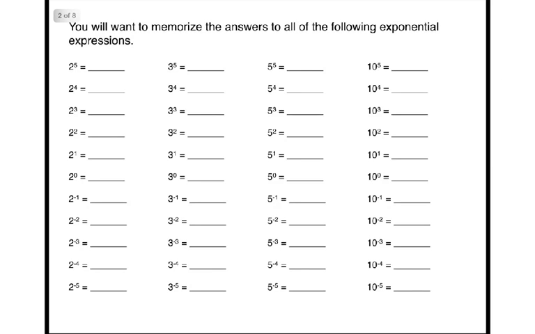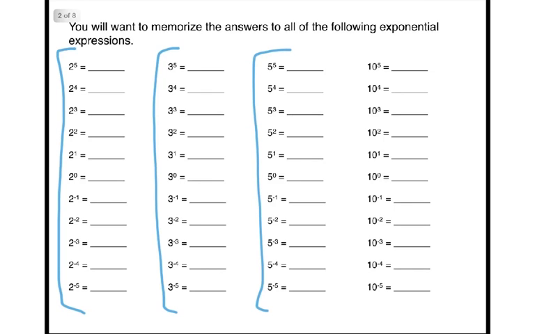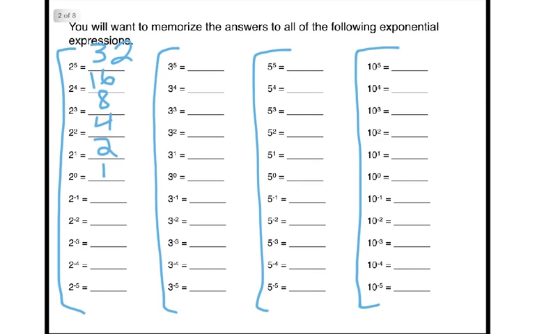You will want to memorize the answers to all of the following exponential expressions. You should definitely become comfortable with your powers of 2, your powers of 3, your powers of 5, and your powers of 10. It will help you do exponential computations more quickly without the need of a calculator. So for instance, starting in the middle, 2 to the power of 0 is 1, 2 to the power of 1 is 2, 2 to the power of 2 is 4, 2 to the power of 3 is 8, 2 to the power of 4 is 16, 2 to the power of 5 is 32. Clearly we're just multiplying by 2 as we go up.